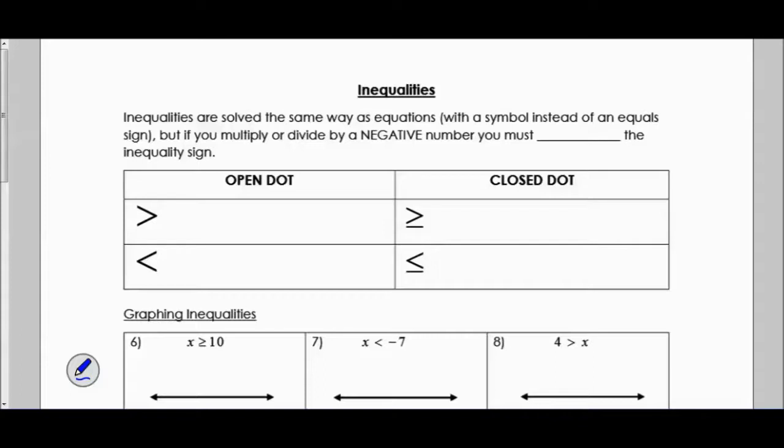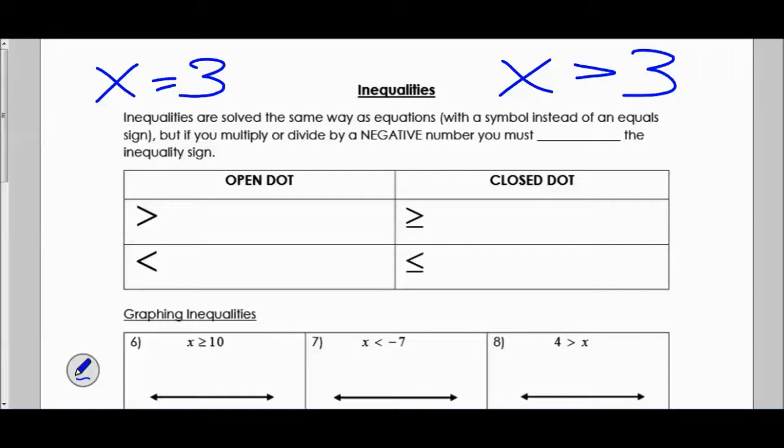So let's think about the difference between x equals 3 and x is greater than 3. The equation is saying that x is one number, x equals 3. There is no other number it could possibly be. X does not equal 4 or 5. It's just that one number. The inequality is saying that x is bigger than 3. Actually, 3 doesn't even make sense there. 3 is not bigger than 3. This is not true.